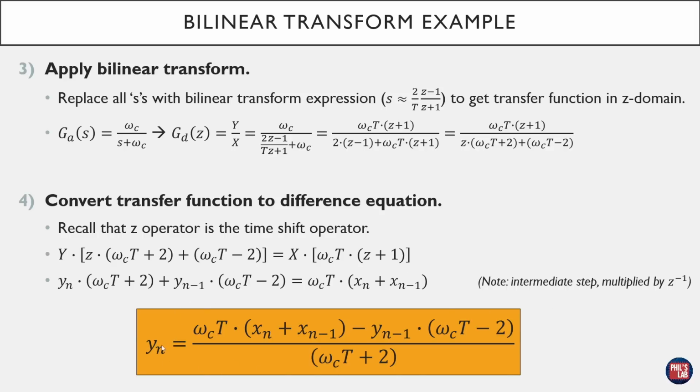The current output sample y of n is some constant times my current input sample plus my previous input sample minus my previous output sample times some constant divided by some constant. It looks somewhat messy, but it's very simple. We just have to take care of inputs, outputs, and some constants and coefficients.